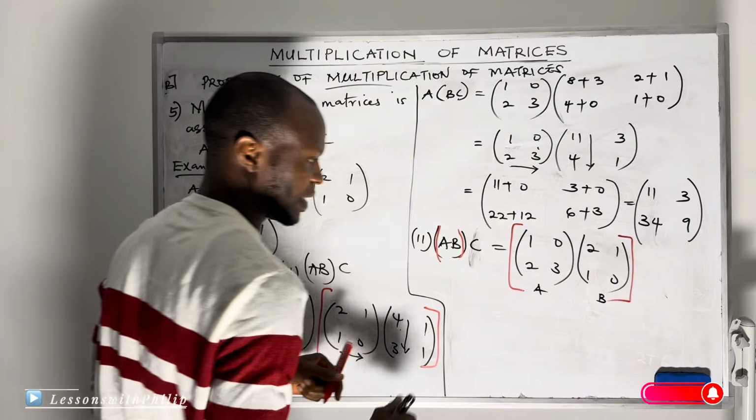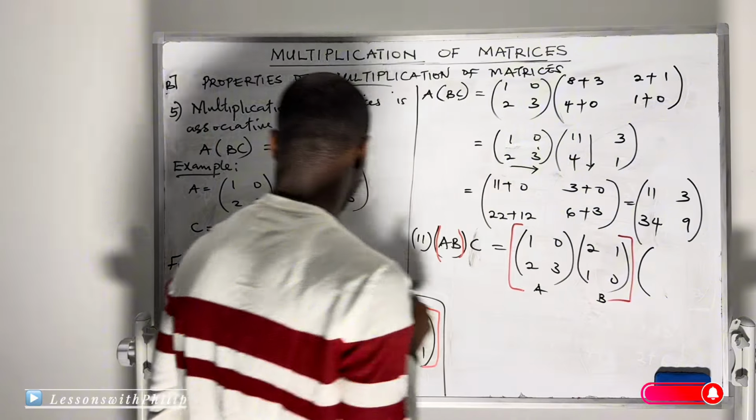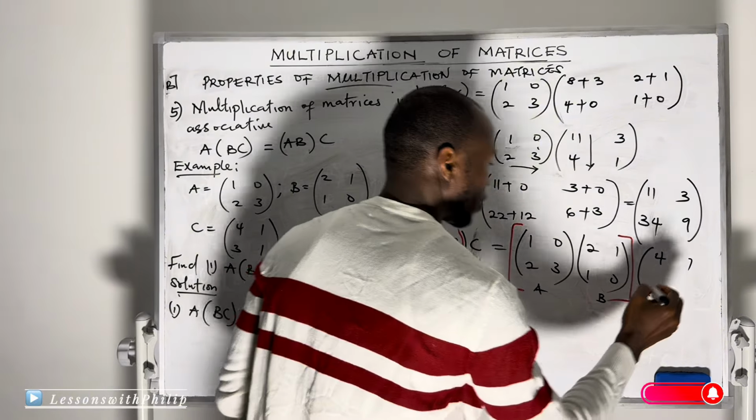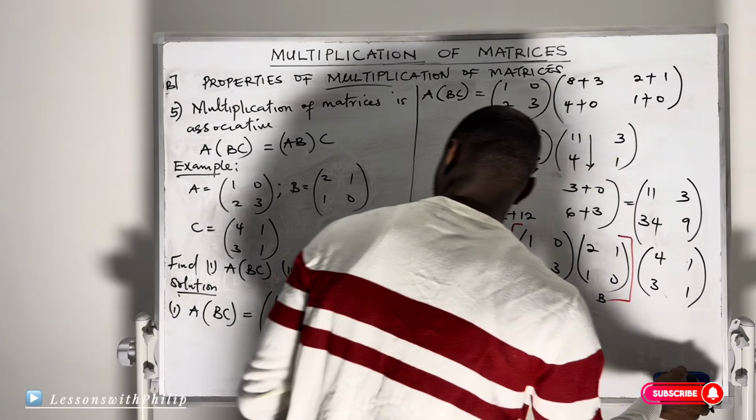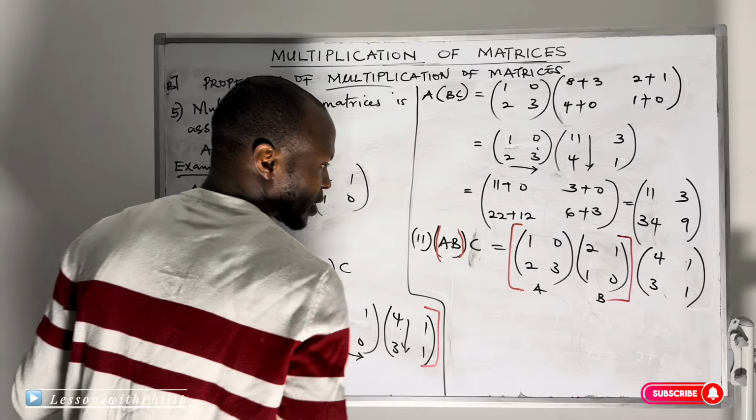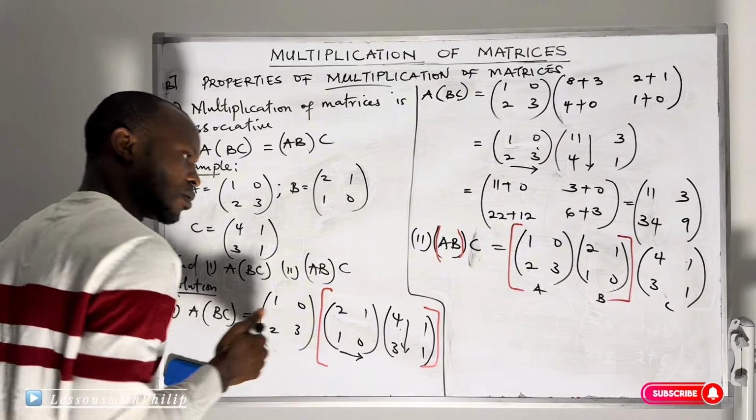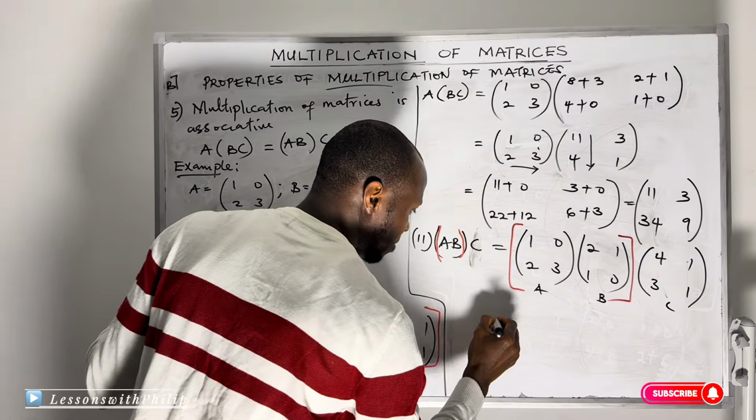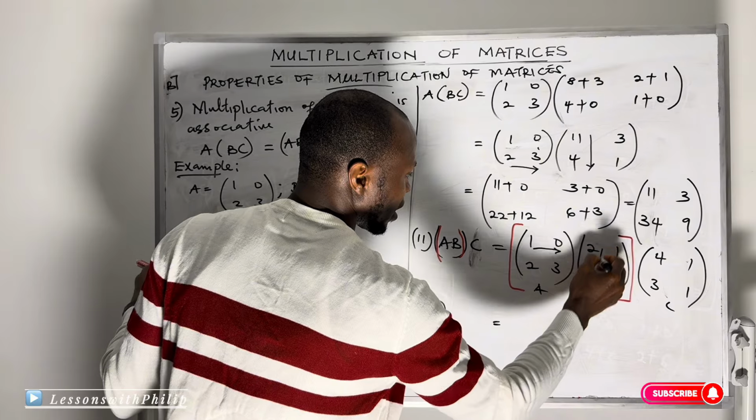Now I want to have my C. Okay, then my C is what? My matrix C is 4 1 3 1. Okay, don't forget, this is my matrix C. Then I need to do the bracket first. Okay, that's the order of mathematics. Bracket comes first. Okay, and I use the row to multiply the column.